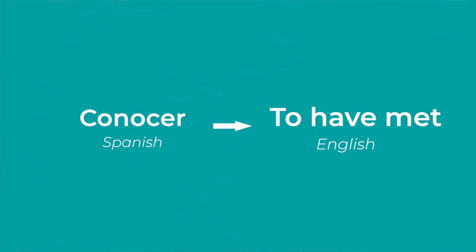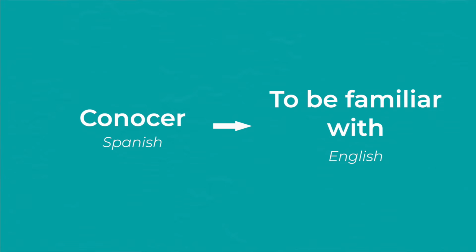That's why it's sometimes better to think of conocer as to have met or to be familiar with to help remind yourself that we need this verb to talk about people, places, and things.